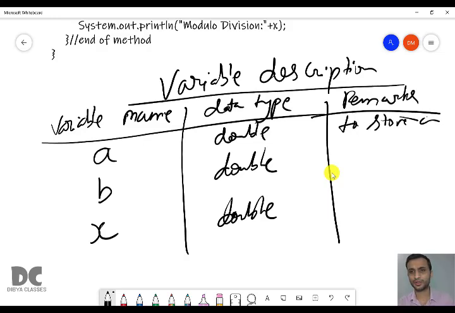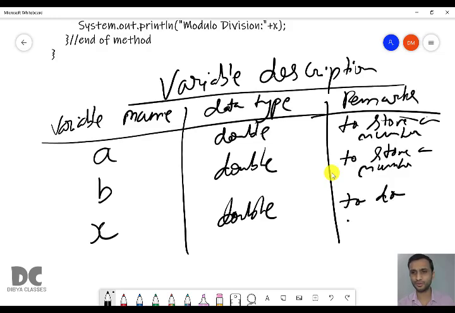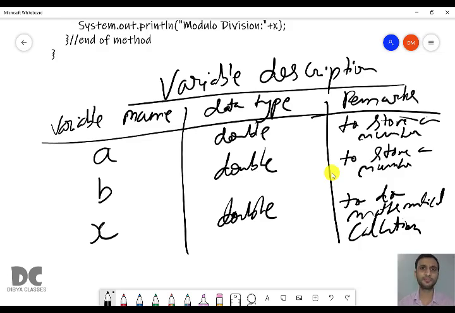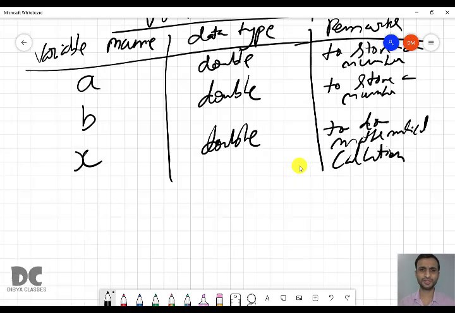A is to store a number, B is again to store a number, and X to do mathematical calculation, because we are using the same variable X multiple times for addition, subtraction, division. So you can write to do mathematical calculations. Correct? Let us move to next question.